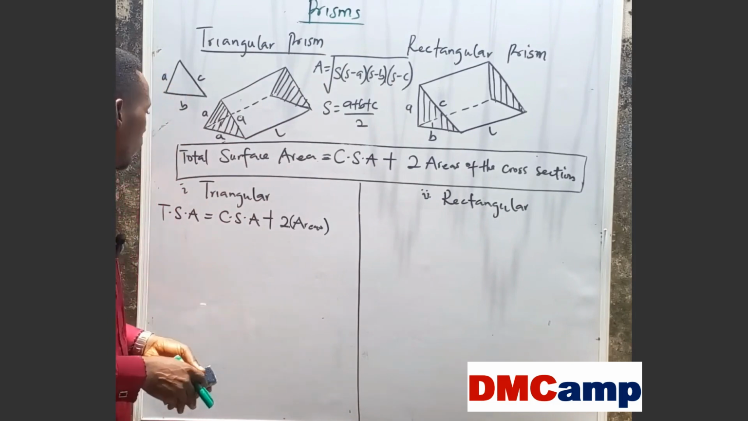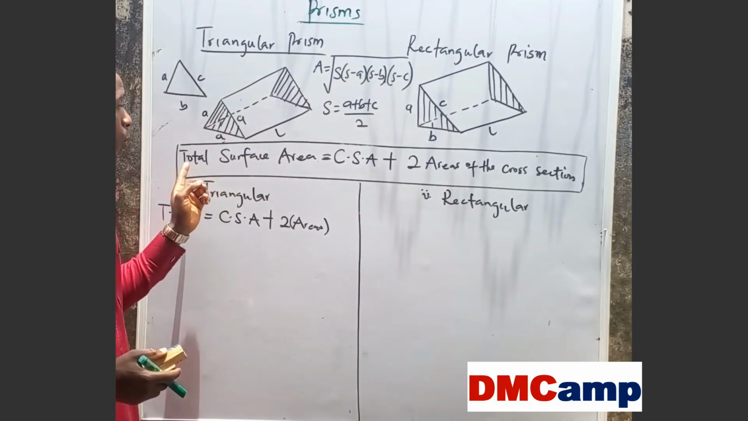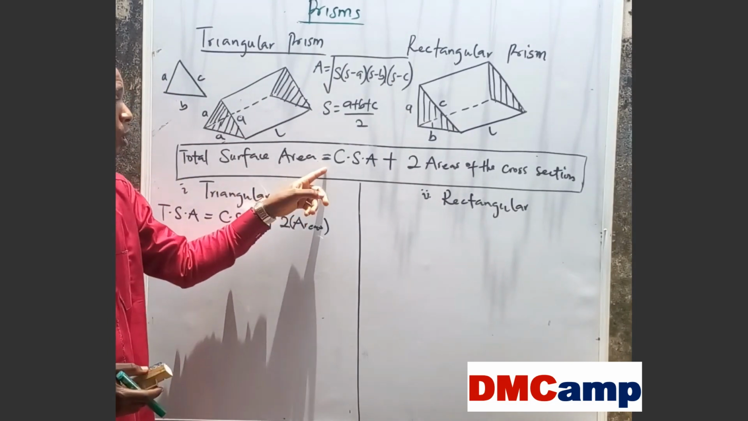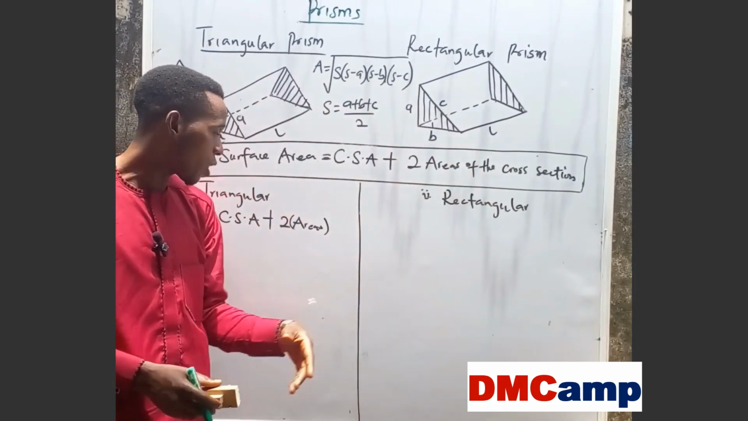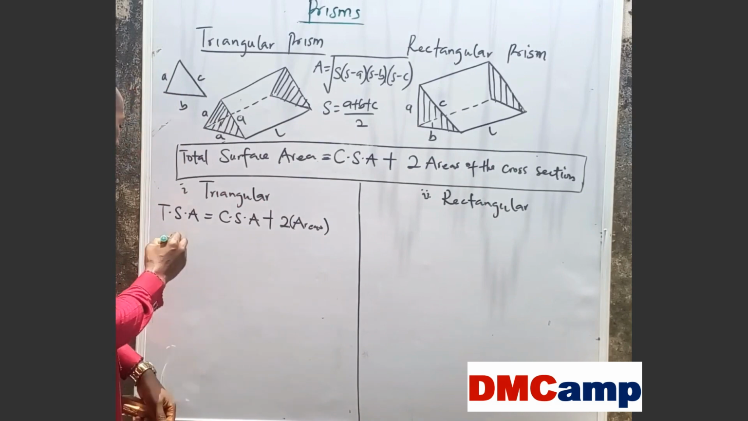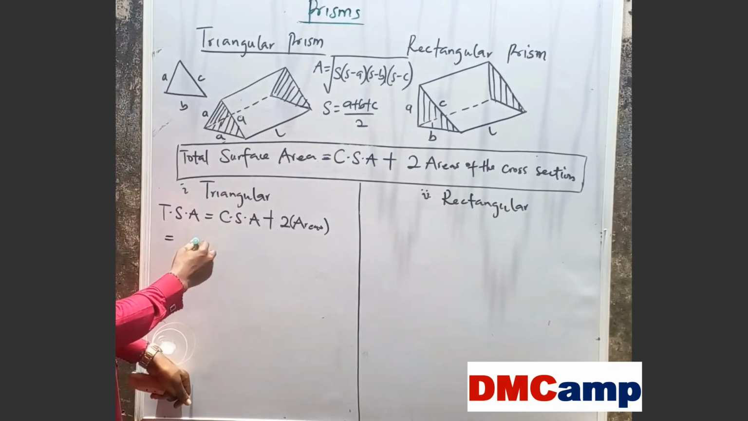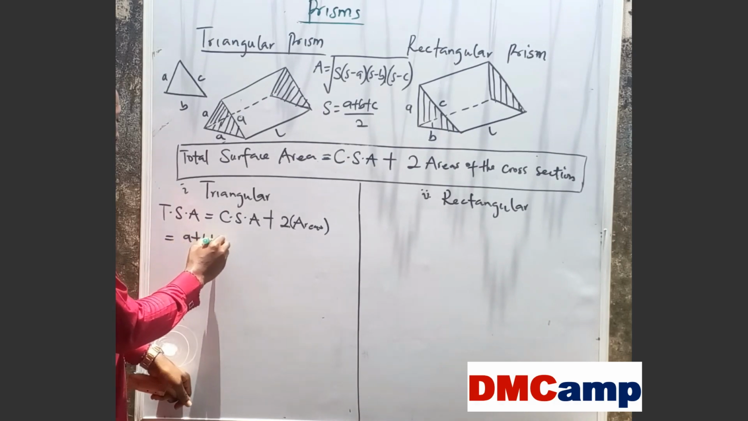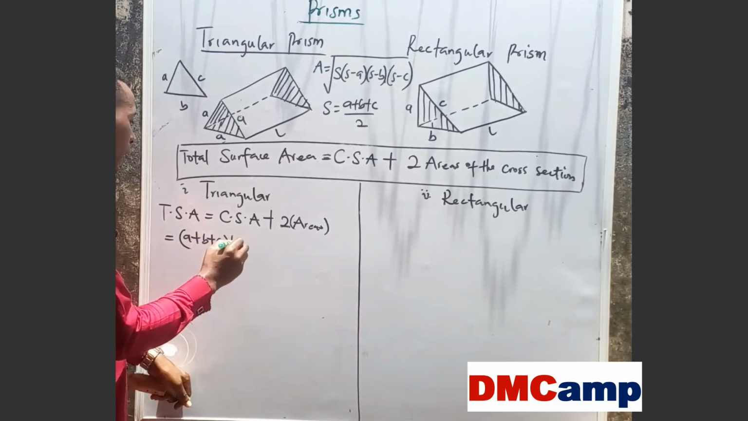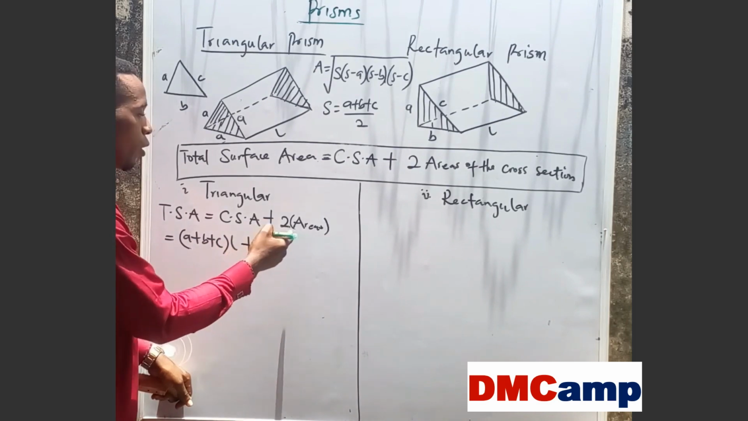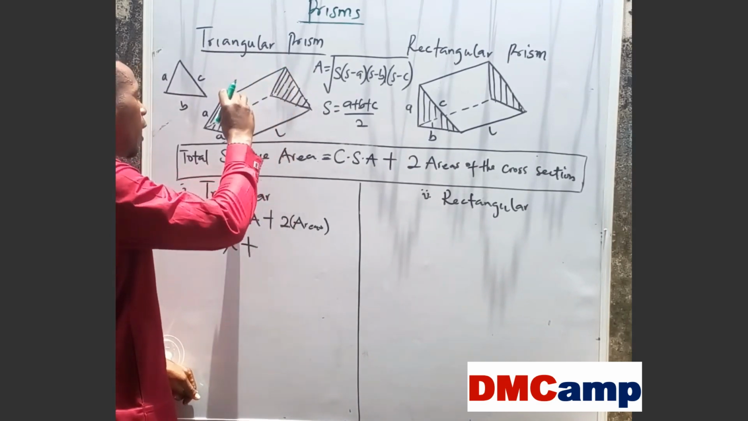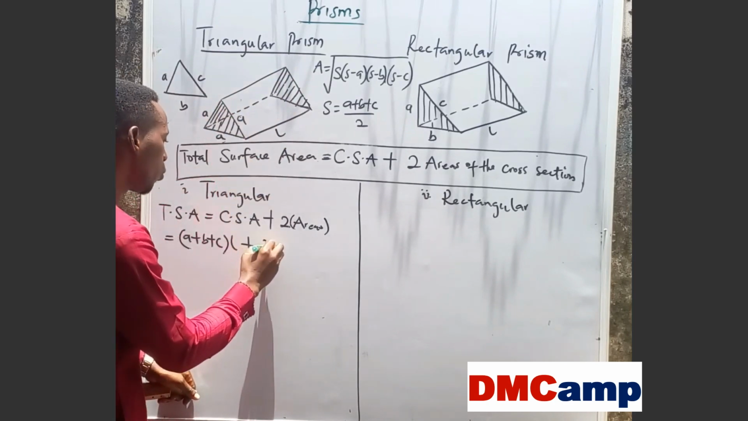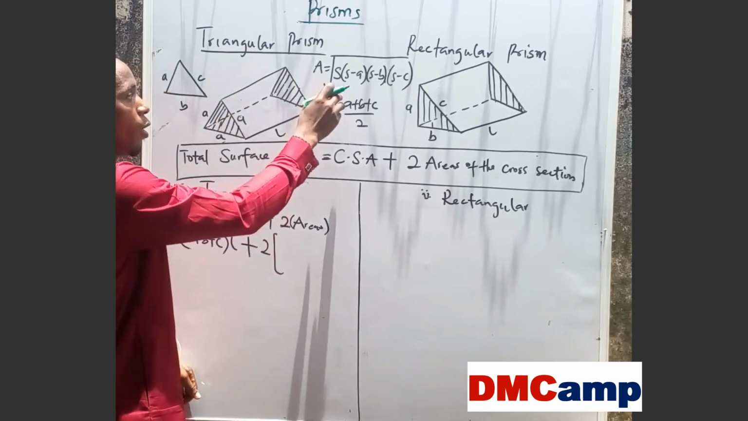Now, this is the formula we are going to use for the area. Now, let's compute our total surface area. It's going to give us the cross surface area plus the two areas of the cross section. So here, the cross surface area, we've gotten that to be A plus B plus C, multiplied by the length. Then plus the two areas, that is the area of this side and the area of this side, 2 of the area.